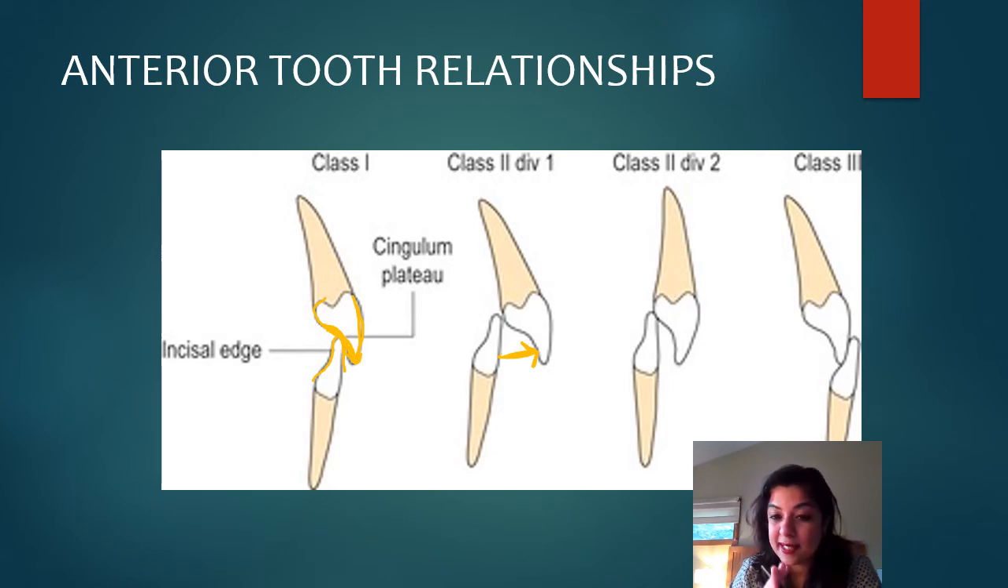As I told you, in a class 2 div 2, the body compensates and the lip basically pushes the upper teeth in to give you this kind of a relationship where the upper teeth are pushed in. It's class 2 div 2. And class 3, like I told you, is a doggy bite or a bulldog bite or a reverse bite. And that's what you're seeing over here, where it's a negative overjet.